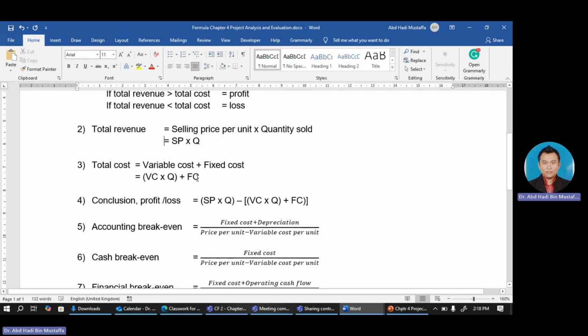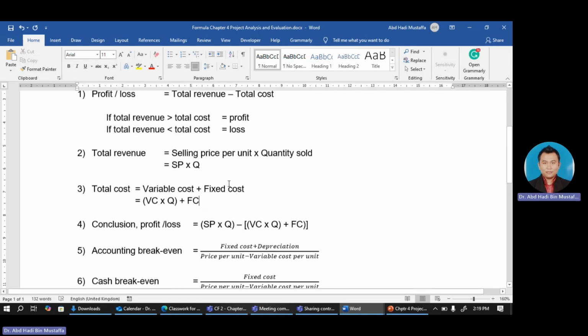And then you need to plus fixed cost. Fixed cost, you don't have to multiply by Q because fixed cost is a fixed amount only. A common mistake made by students is they put FC multiplied by Q. So that is a mistake. FC you don't have to multiply by Q because it is already fixed. So you just take the number.